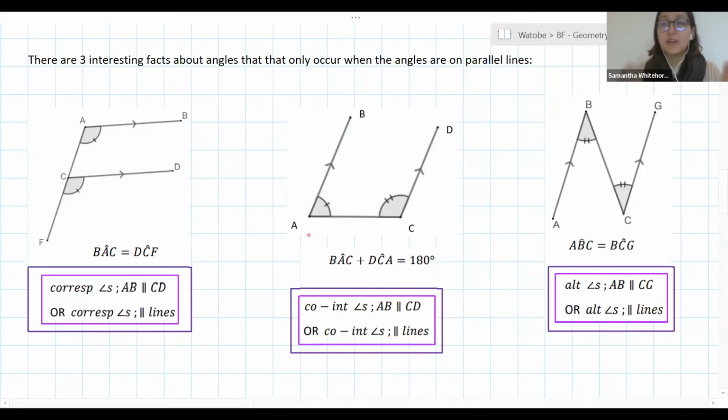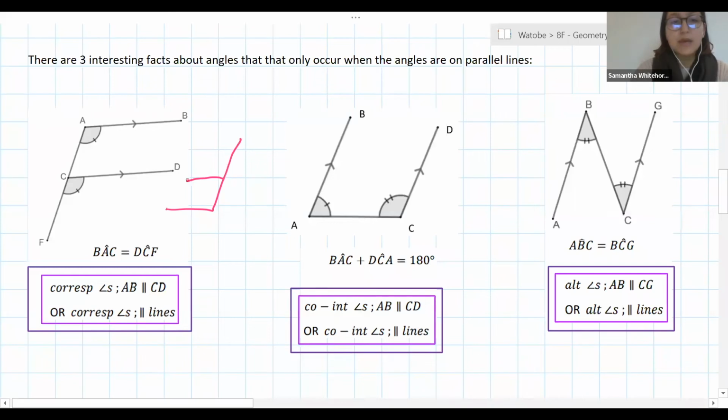Now, the F doesn't have to look like a perfect F. I can have an F upside down and backwards. I can have an F that's super slanted like that. But as long as I'm working with parallel lines on my diagram, I have this relationship with the angles. Now, the angles that we're talking about are the angles that form between the arms of the F.